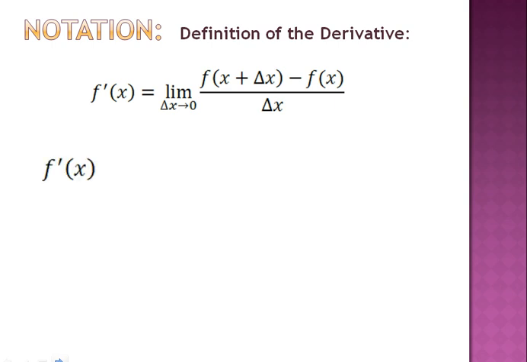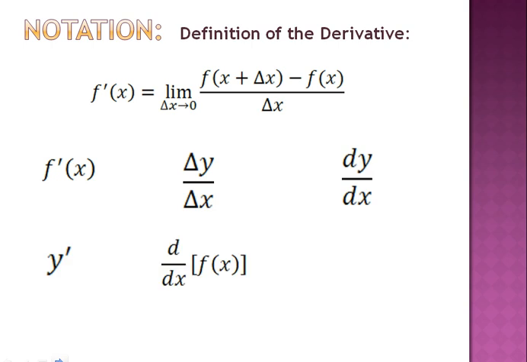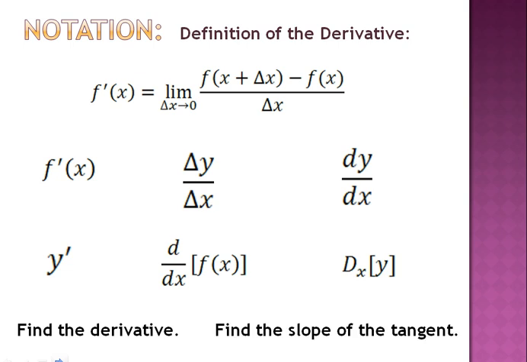So we have f prime of x, delta y over delta x, dy over dx, y prime, d dx of f of x, and dx of y. And all of these mean exactly the same thing, that we're taking the limit of our slope formula as delta x approaches 0. We can also ask for the same instruction in words, saying find the derivative or find the slope of the tangent. Everything on this slide means exactly the same thing.